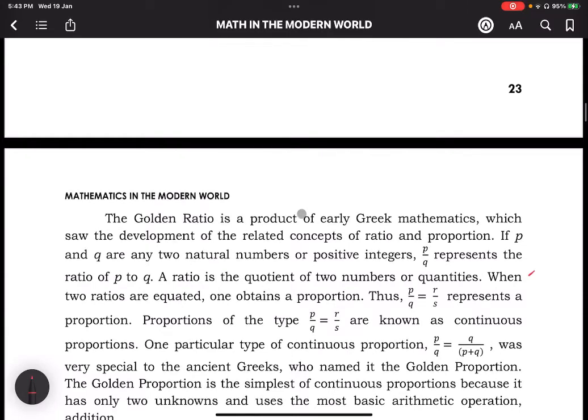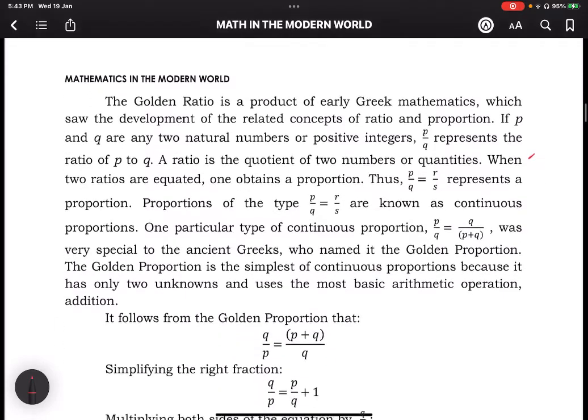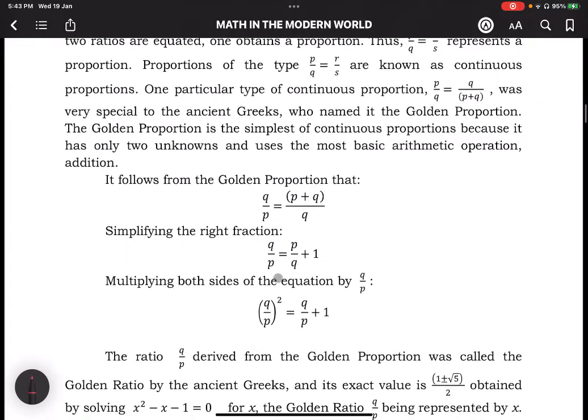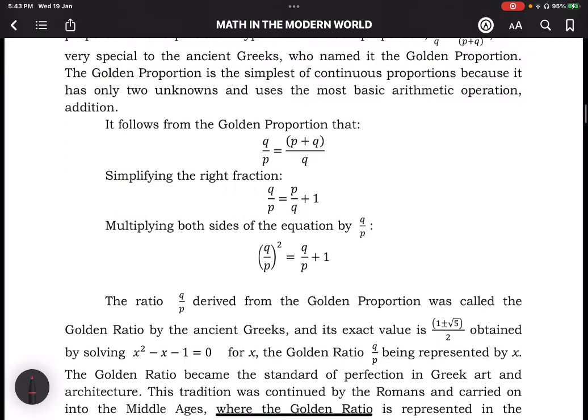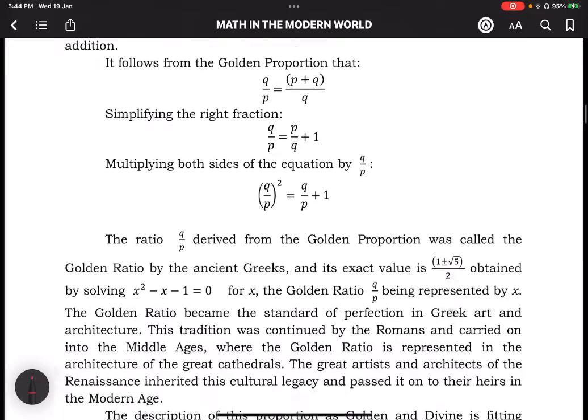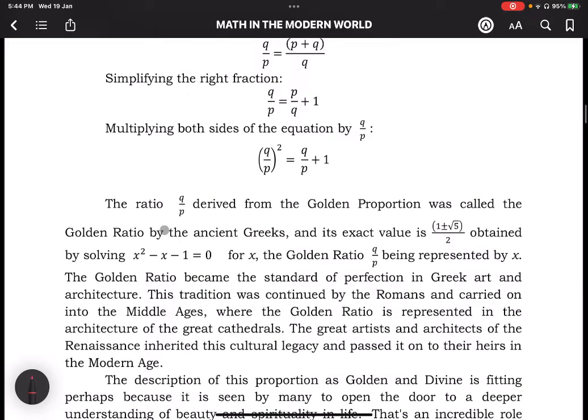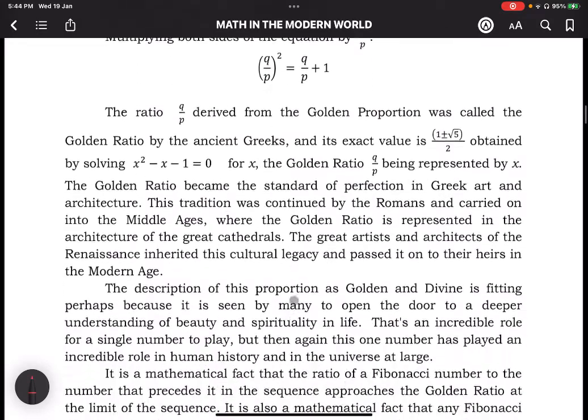The golden ratio is a product of early Greek mathematics, which saw the development of related concepts of ratio and proportion, which is equal to, so hindi ko na-explain yung derivation, yung final formula na lang natin, no? Which is, the exact value is 1 plus or minus the square root of 5 over 2. Okay? So yan ang ating golden ratio according to the ancient Greeks.